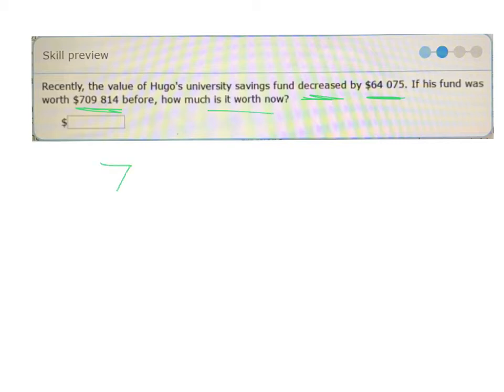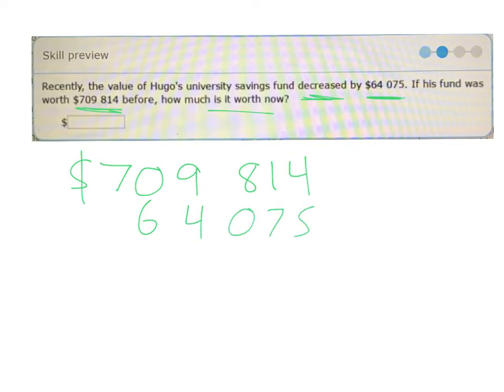So if it used to be $709,814, it then went down by, so we take away $64,075. We're going to figure out what's left. We take away what it went down by from the original number. What we have left over is what it is currently worth. So what is it now worth?